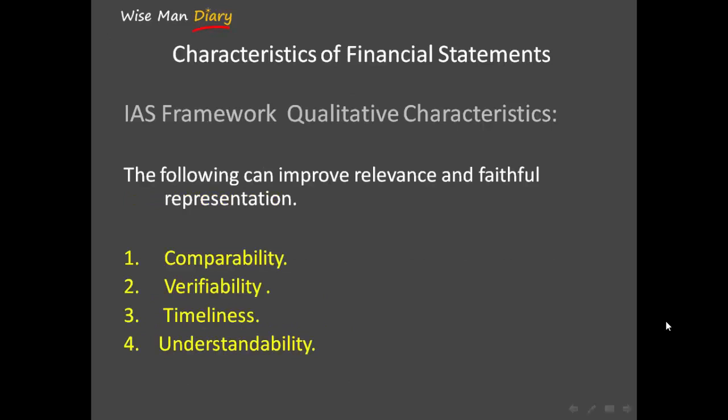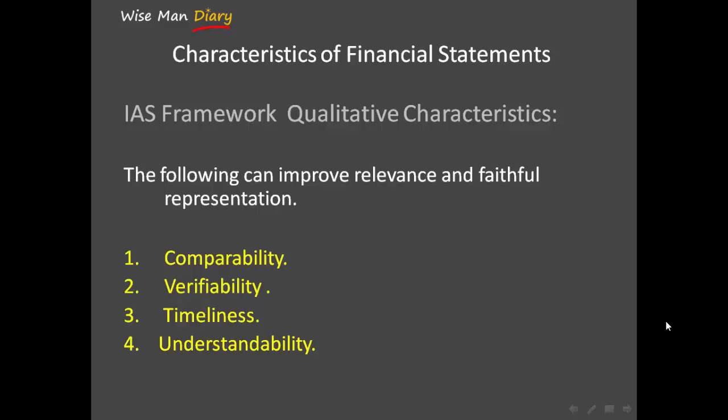What you see on the screen are factors that can improve the relevance and faithful representation. Comparability. Comparability means that we should be able to compare the financial statements of different companies and compare the financial statements of the same company across multiple periods. Verifiability. Verifiability means that if I took some numbers in the financial statement and added them up, I should get the same total as the one in the financial statement.